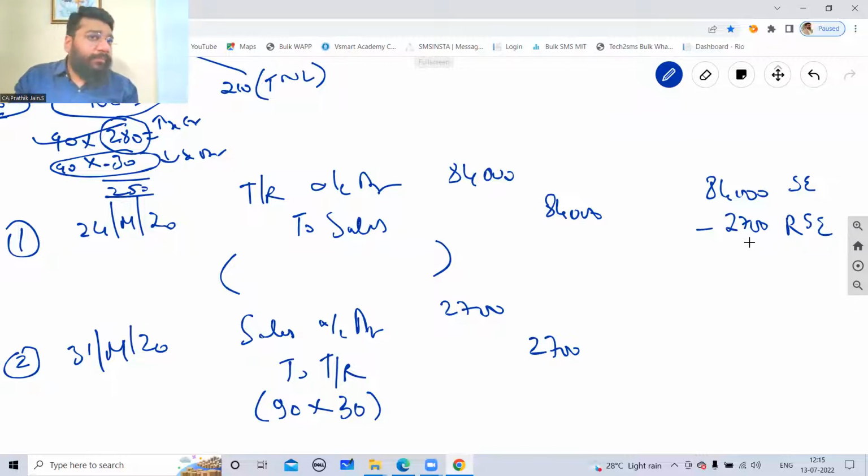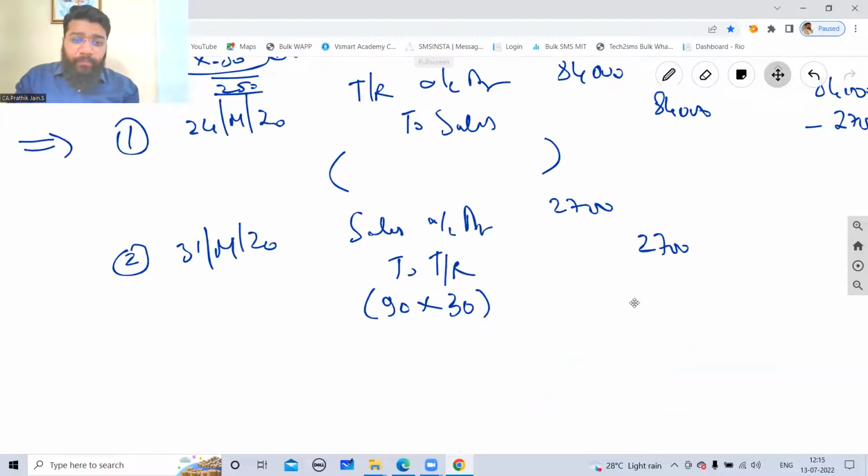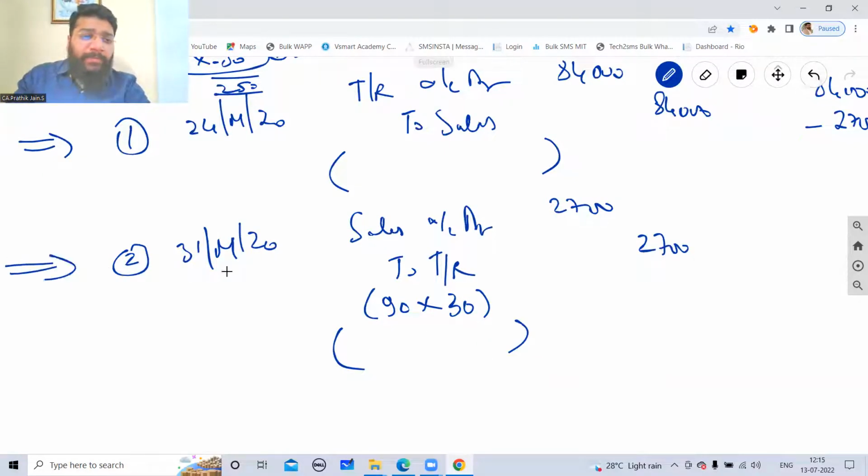Am I clear or not clear? Please tell me if you have any problem. You have to start the entry from this part. From the second entry onwards, you have to start writing. This is the entry to be recorded on 31st of March.